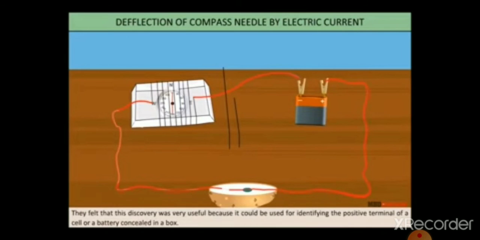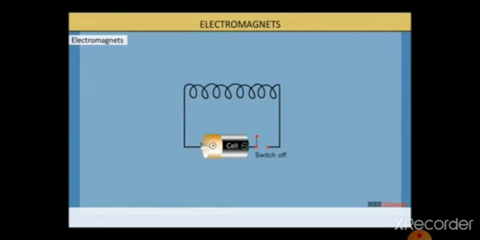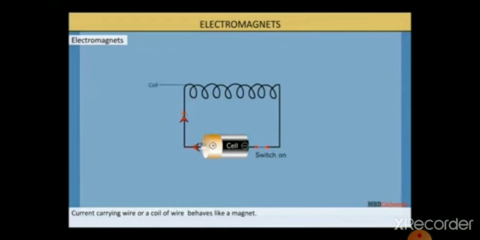So here you can see that they felt that the discovery was very useful because it could be used for identifying the positive terminal of the cell or battery concealed in a box. So this was regarding magnetic effect. Now, okay, thank you.